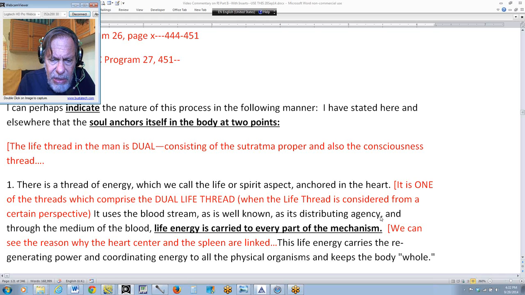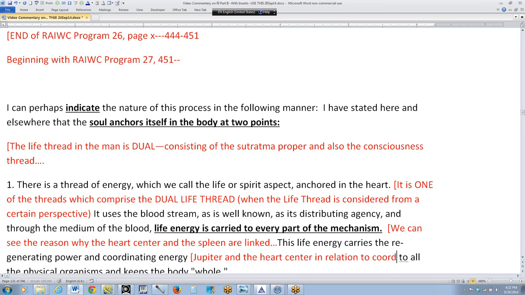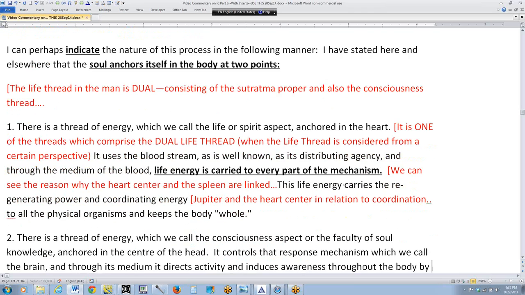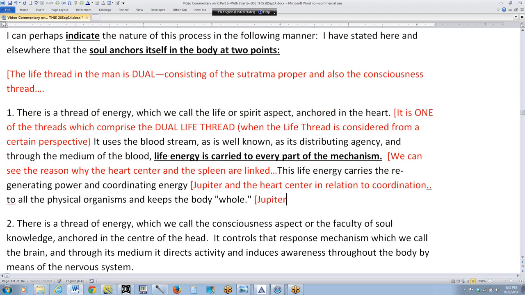Interesting to think about the heart in relation to coordination. Jupiter is a planet of coordination, Jupiter in the heart center. So let's see here. Jupiter and the heart center in relation to coordination to all the physical organisms, and keeps the body whole. Now, and again, Jupiter, we understand Jupiter, the planet of wholeness.